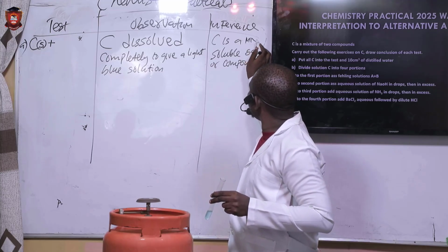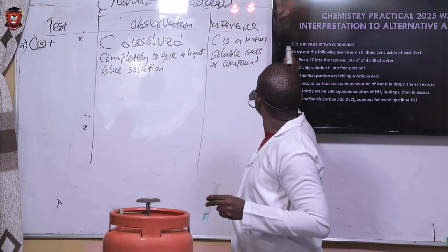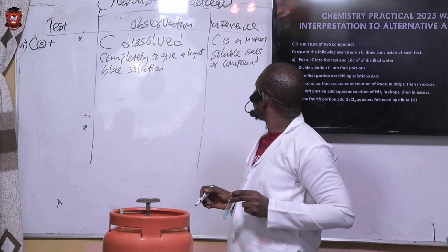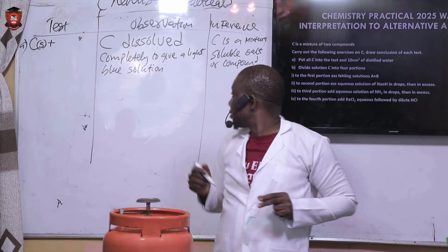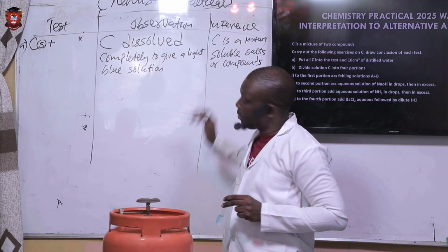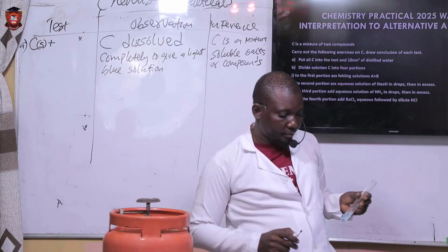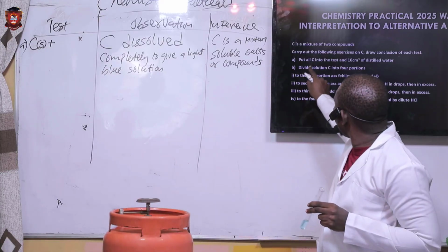You know, it's a mixture. Why do I say that it is a mixture? I told you it's a mixture. So it's a mixture of what? It's a mixture of soluble what? Salts. Soluble salts or compounds. So, do you know we have just answered number 1A?